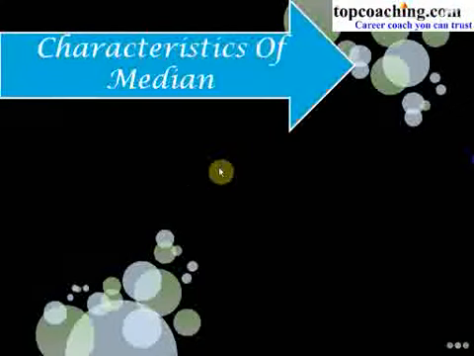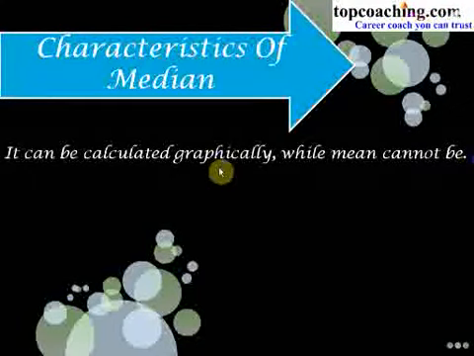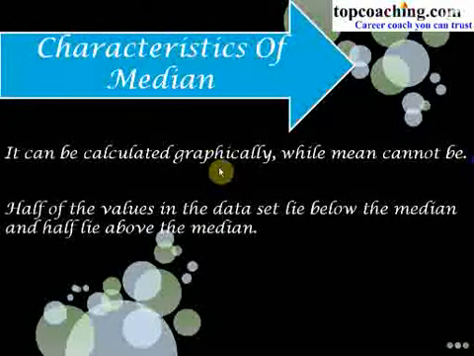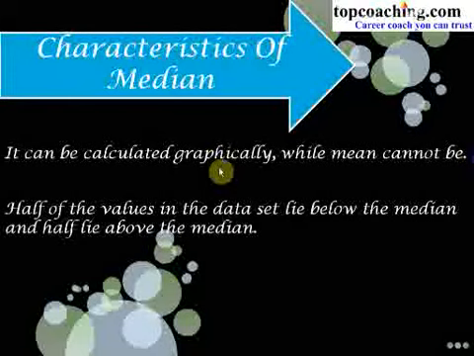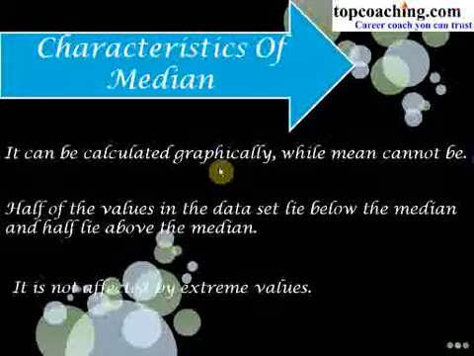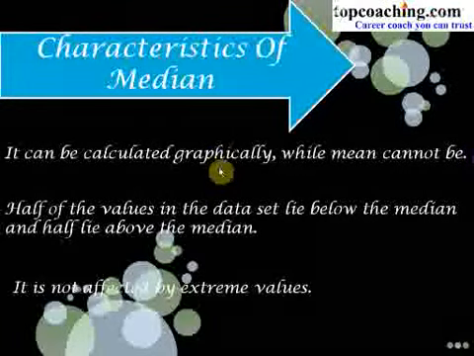Characteristics of median. It can be calculated graphically while mean cannot be. Half of the values in the data set lie below the median and half lie above the median. That's very true because median is the center point of any given series. It is not affected by extreme values. That is, it is not affected by smallest or highest values.